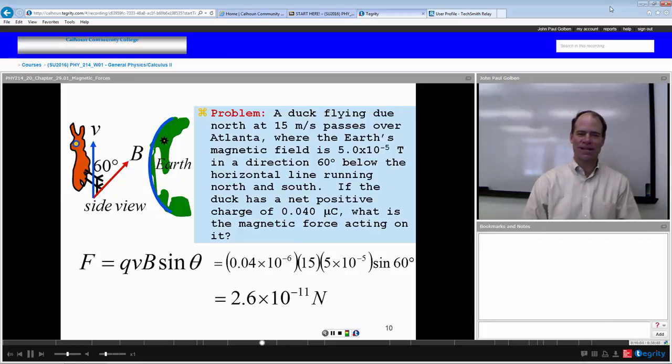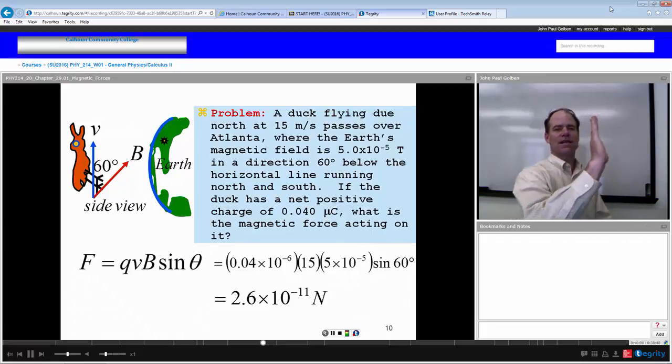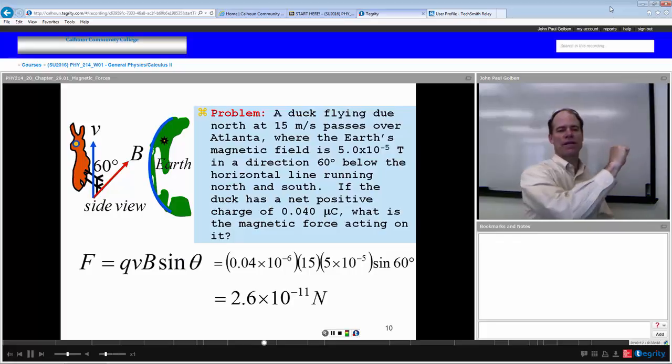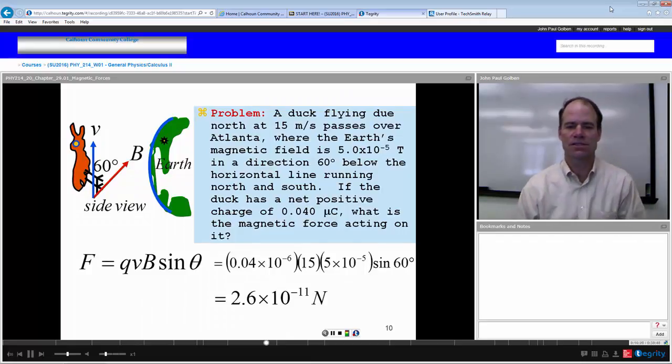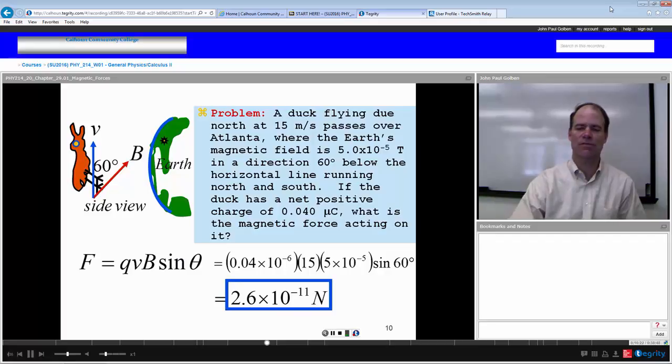What's the direction? Well, if I point in the direction of the velocity and I close on the direction of the magnetic field, I'm pointing into the page as you're looking at it, and that would be west as far as we're looking at the side view of the Earth. So this duck is going to feel a little bit of a force to the west.